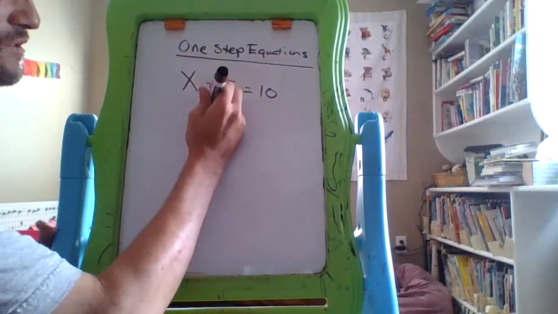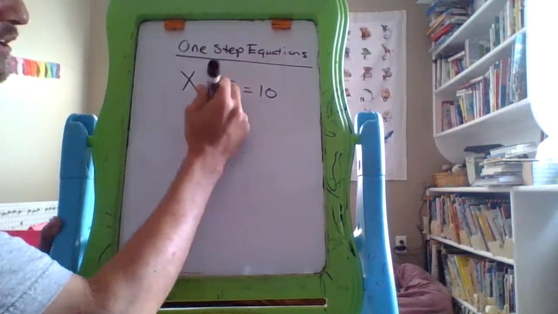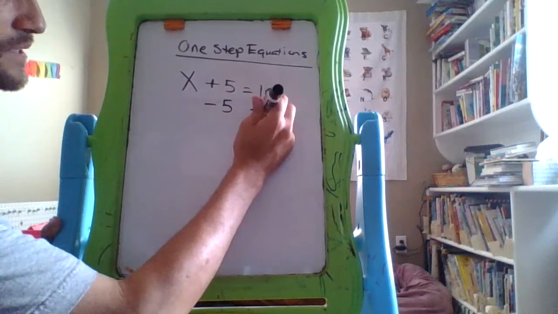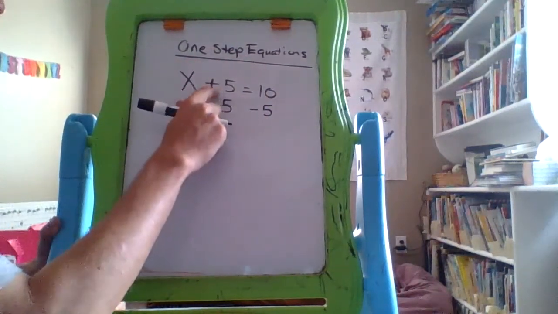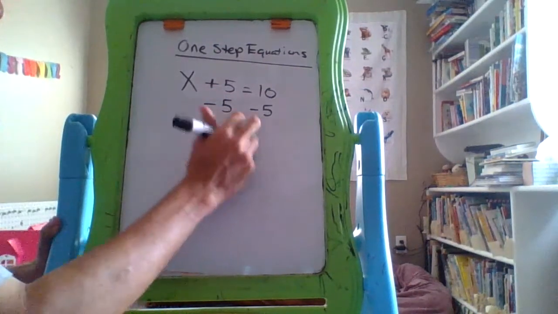So what you should do to solve this, even though you might be able to do it in your head, is show the work and show that you're doing the opposite of what's happening to x. So x is, in this case, being added 5. So we need to subtract 5 from both sides.